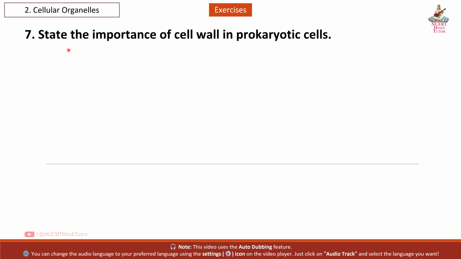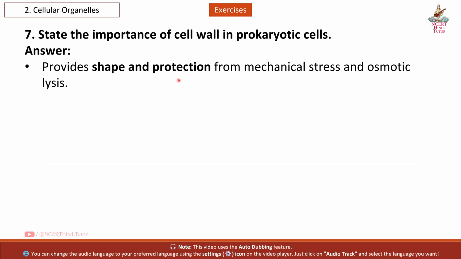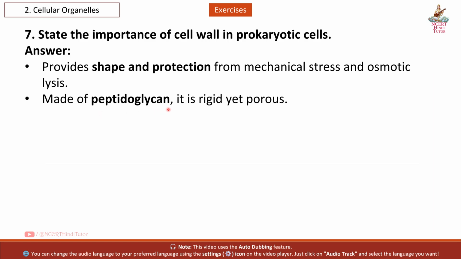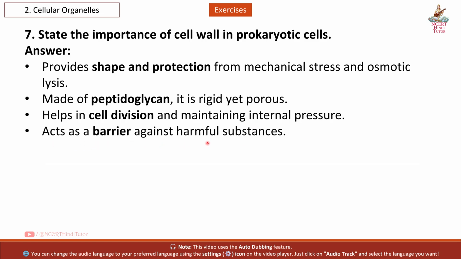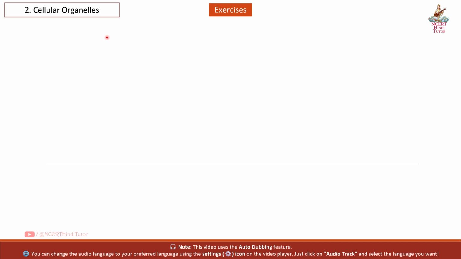Question 7. State the importance of cell wall in prokaryotic cells. Answer. Provides shape and protection from mechanical stress and osmotic lysis. Made of peptidoglycan, it is rigid yet porous, helps in cell division and maintaining internal pressure, acts as a barrier against harmful substances.